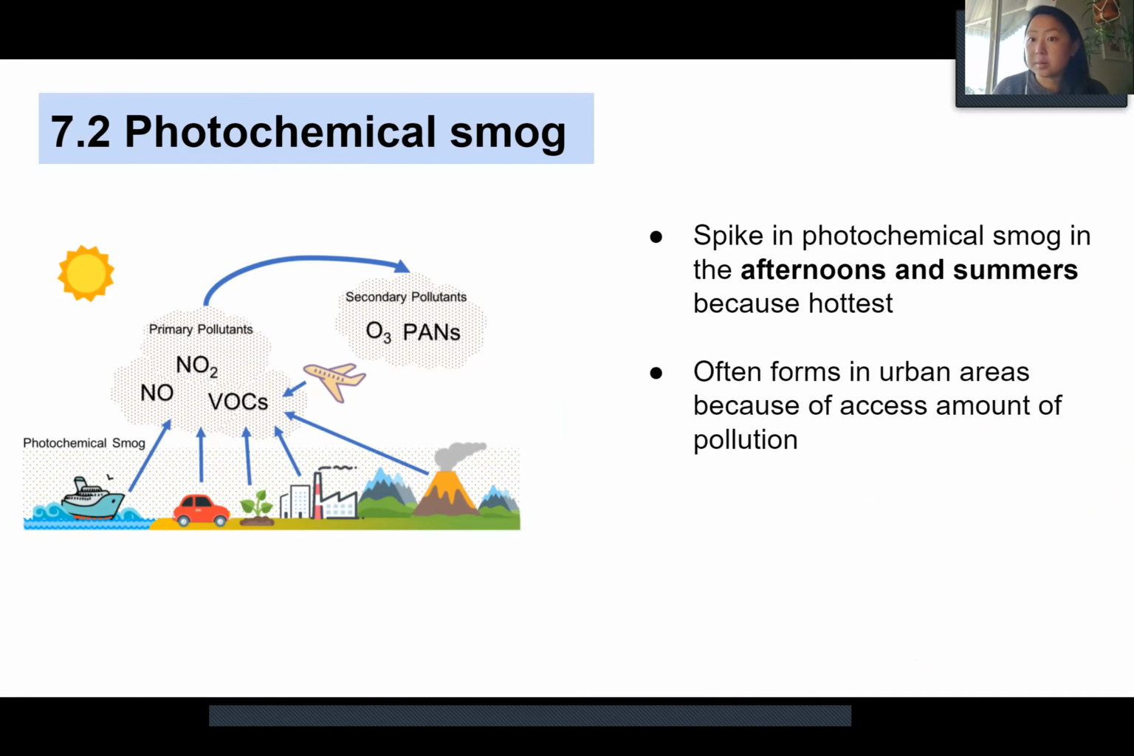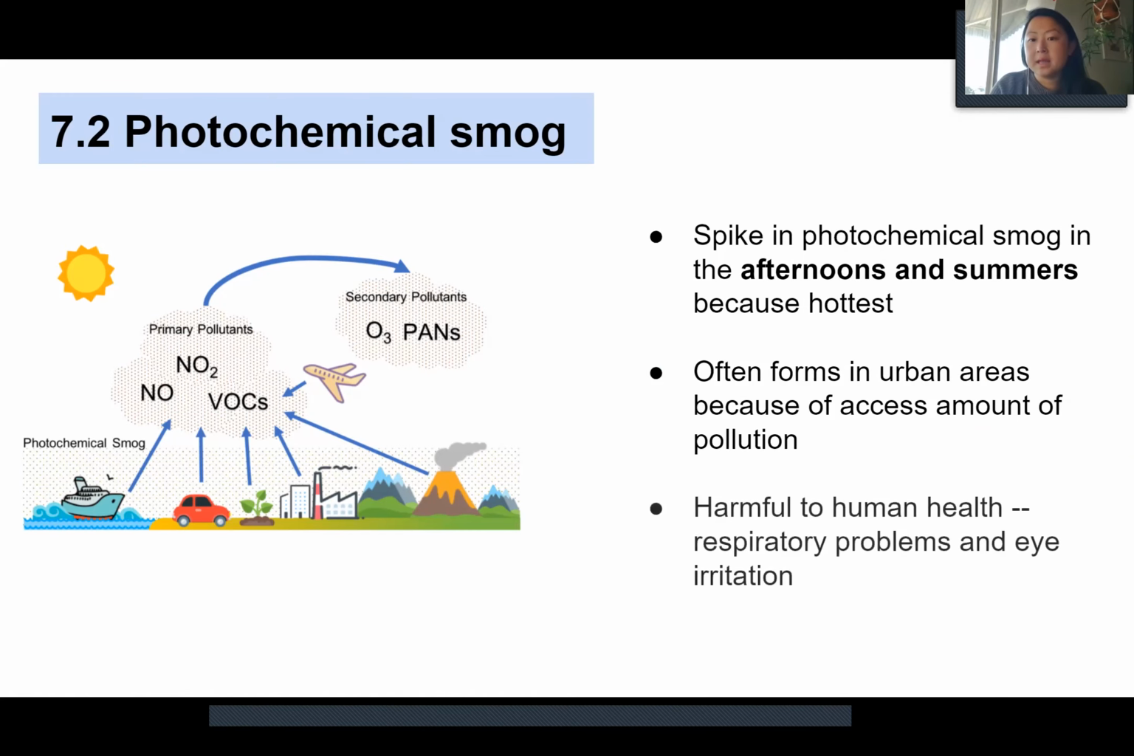It often forms in urban areas where there is a lot of NOx and VOCs being emitted. And then it is, of course, harmful to human health. So it leads to a lot of respiratory problems if you're exposed to it over long periods of time. And then obviously eye irritation and all of these other things.